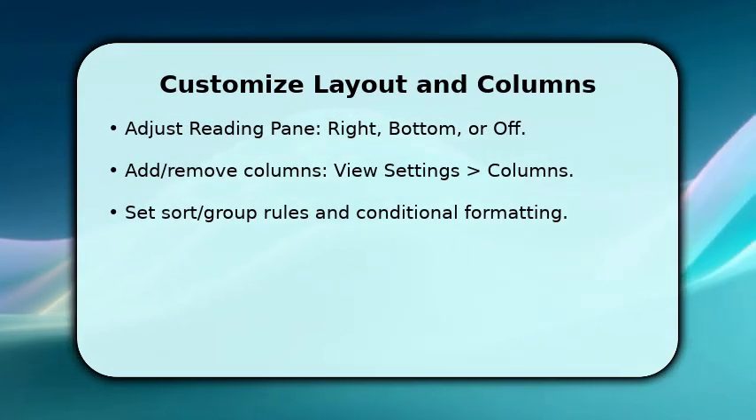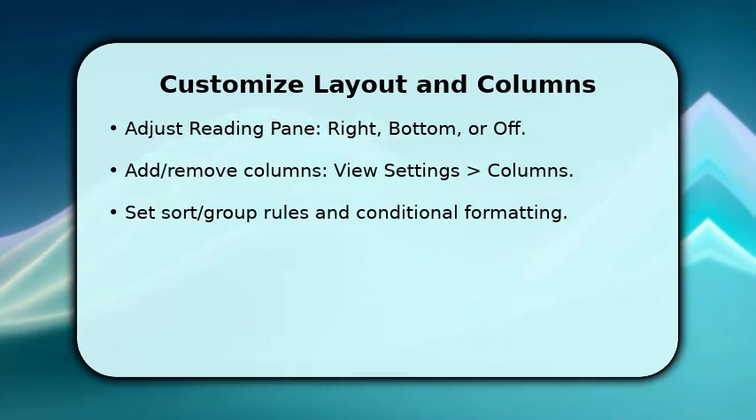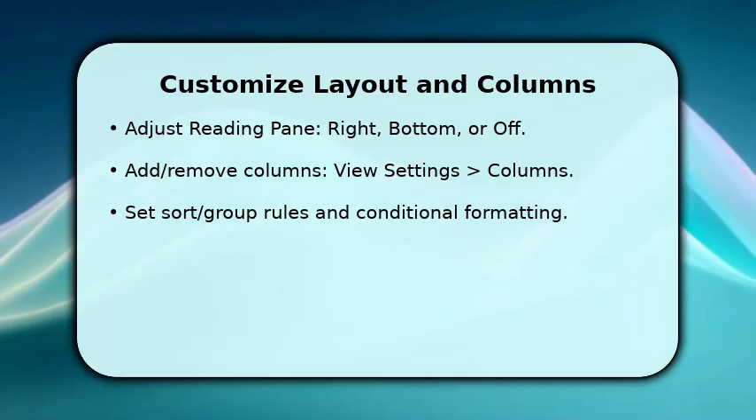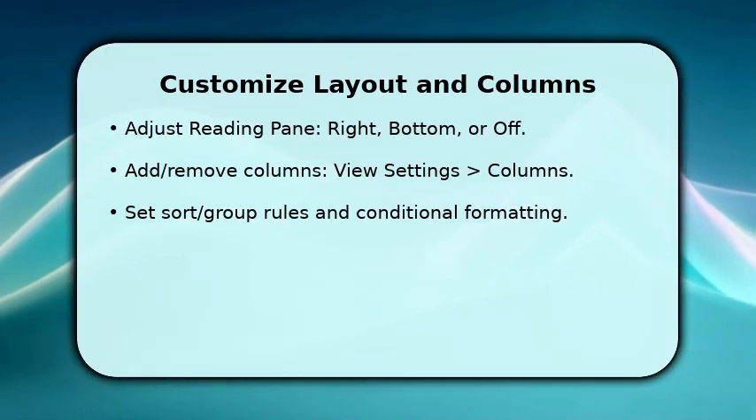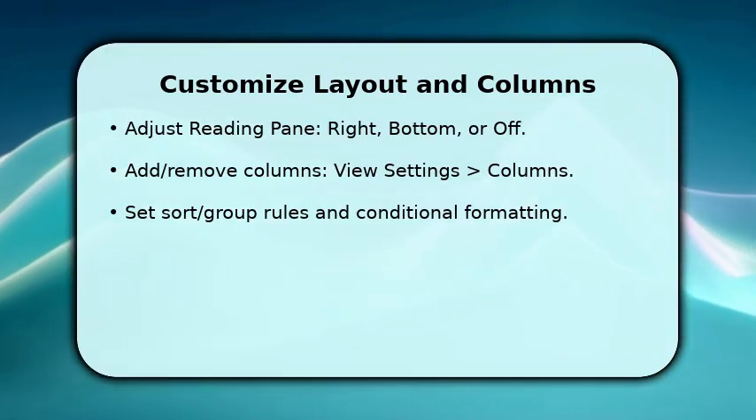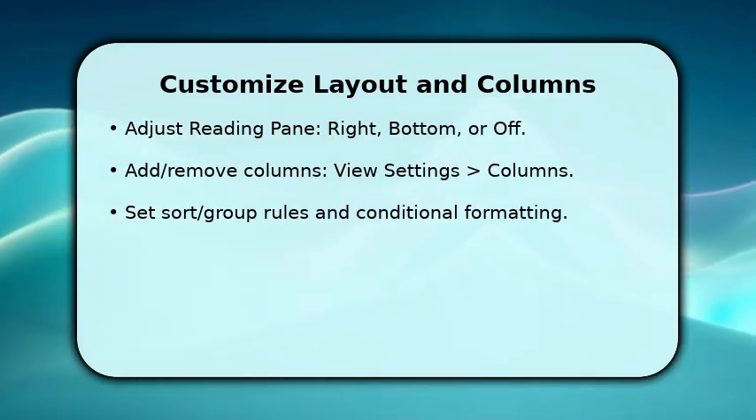Next, click View Settings, then Columns to add or remove fields like from, subject, or categories. Resize and reorder them to prioritize information. After that, configure Sort and Group By to surface recent or flagged items. Once configured, use conditional formatting to color important messages.